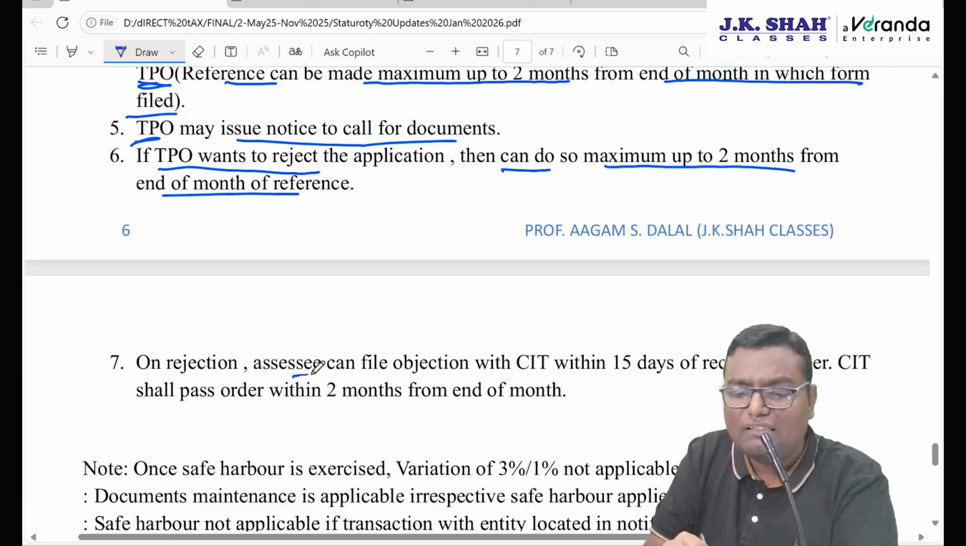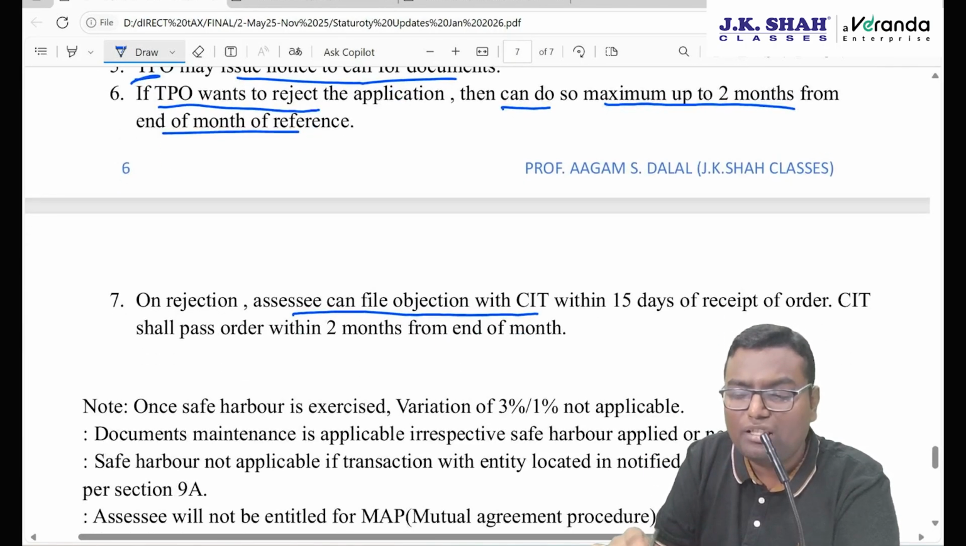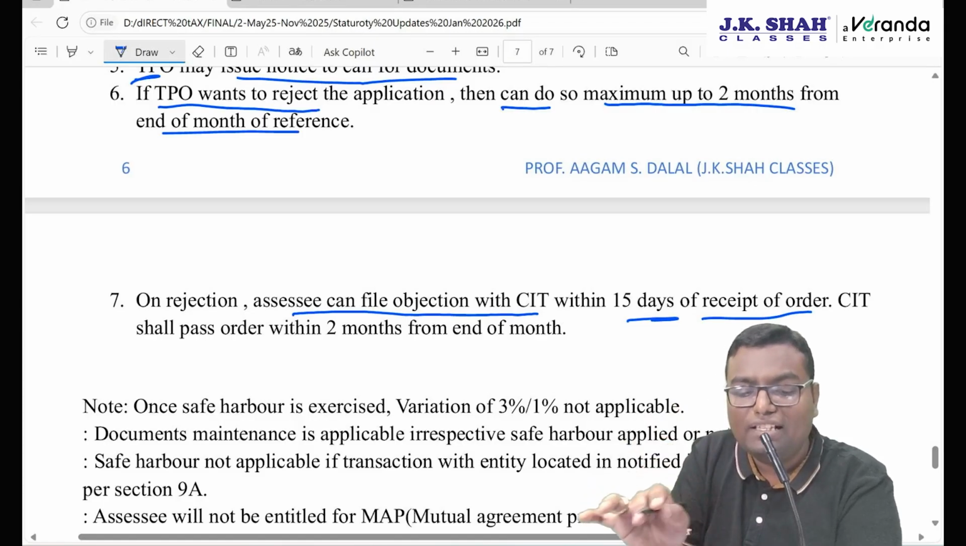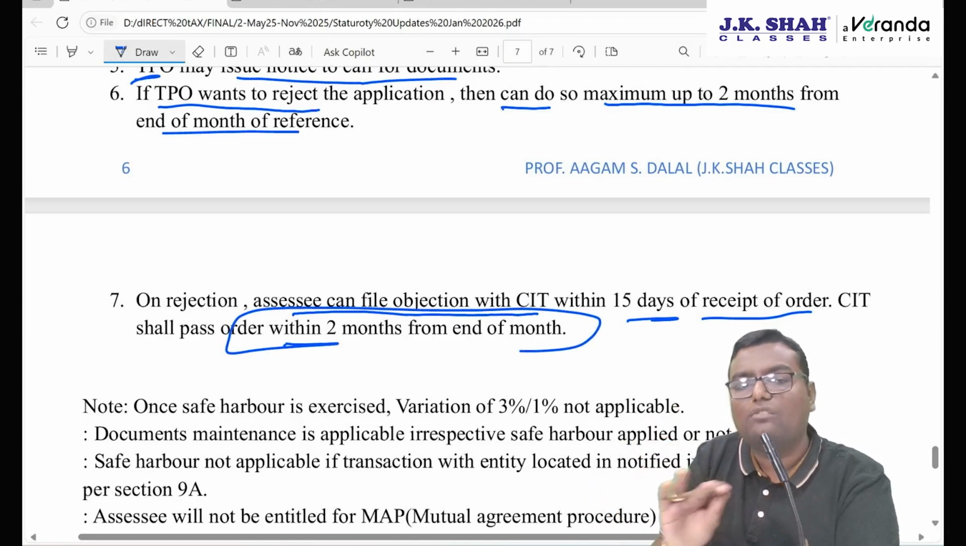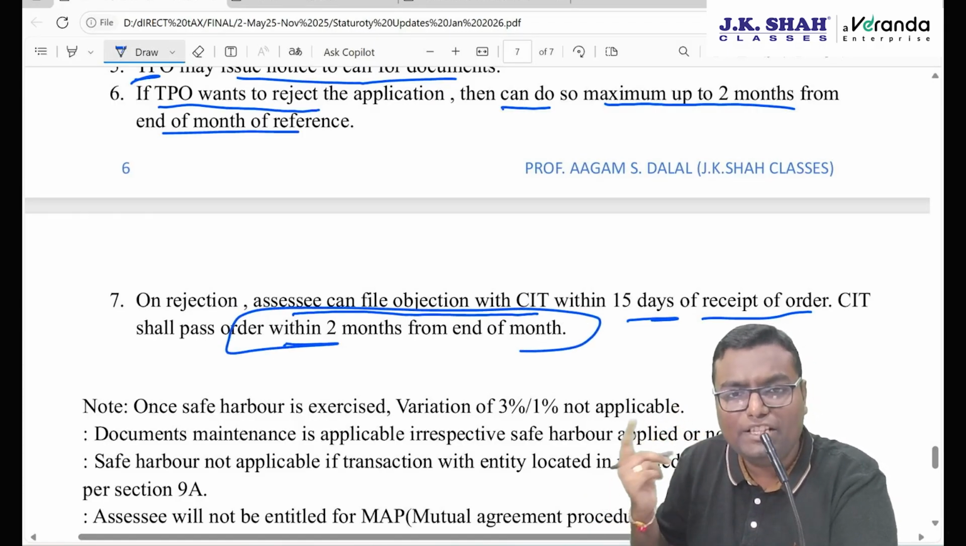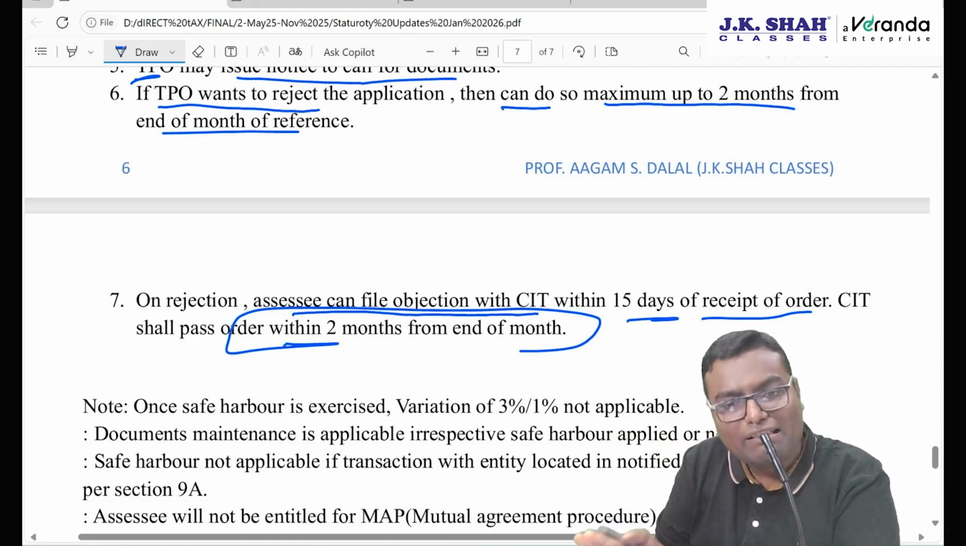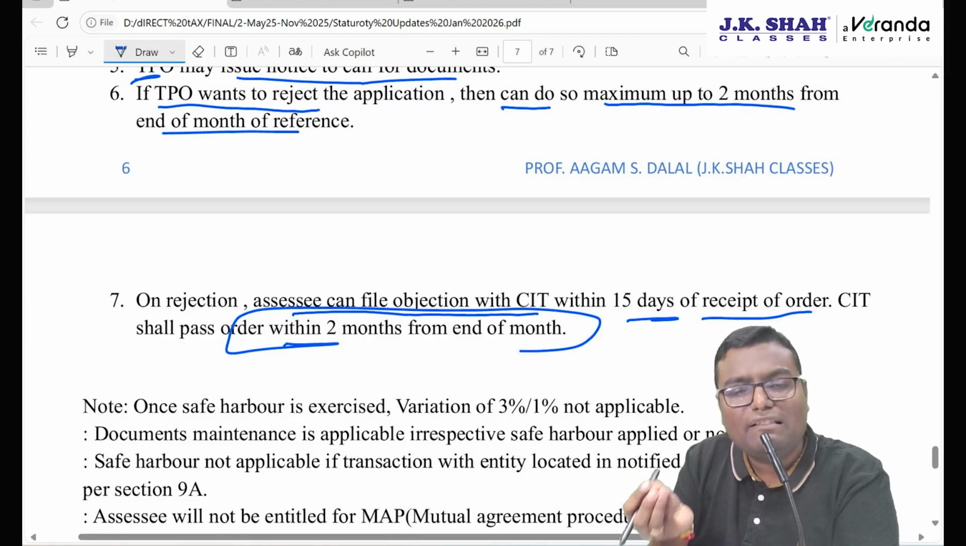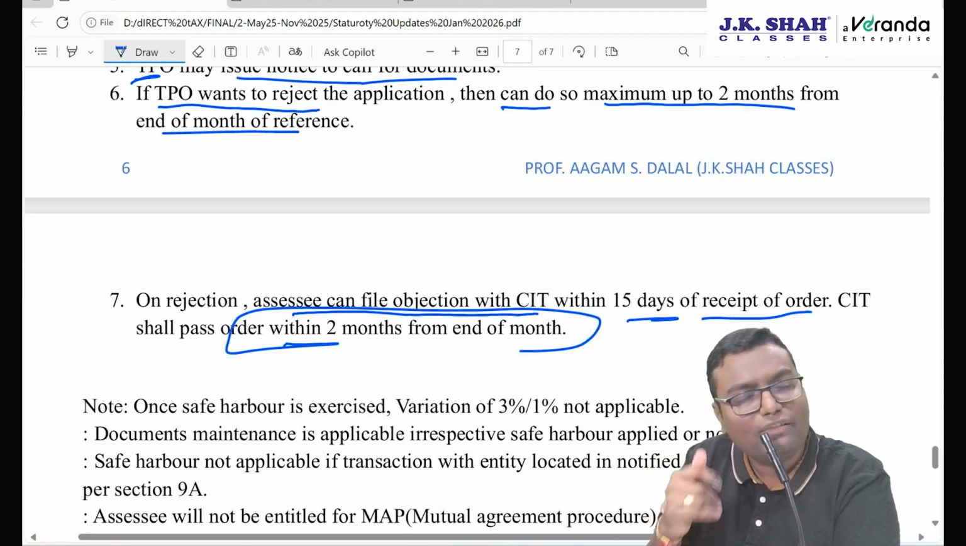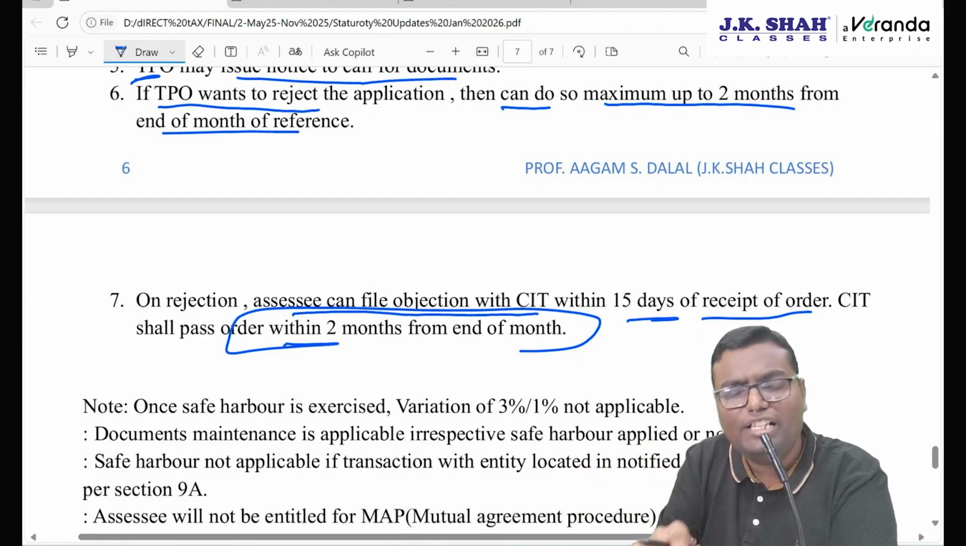On rejection, the assessee can file an objection with the Commissioner of Income Tax within 15 days of receipt of the order. And now the CIT will finalize the things within 2 months from the end of the month. So everything is within 2 months from the end of the month. In general cases, that will be accepted by the AO. Only in a few cases, reference is to be made to the TPO. Otherwise, whatever form you are filing, generally it will be accepted and the dispute will be removed.